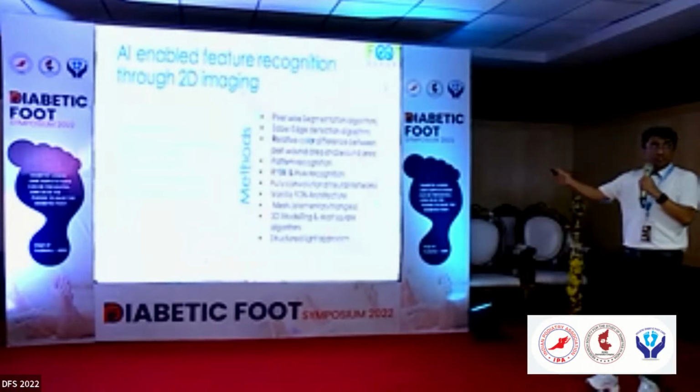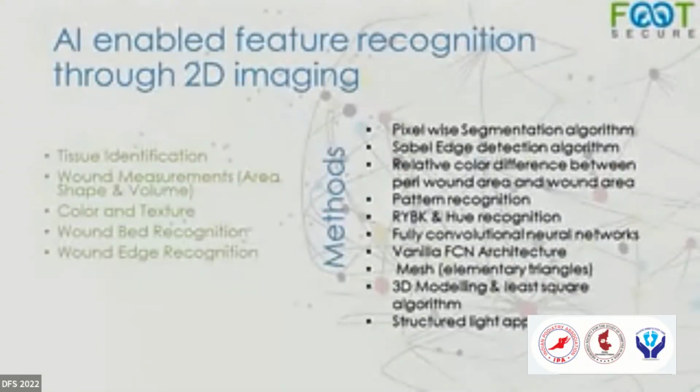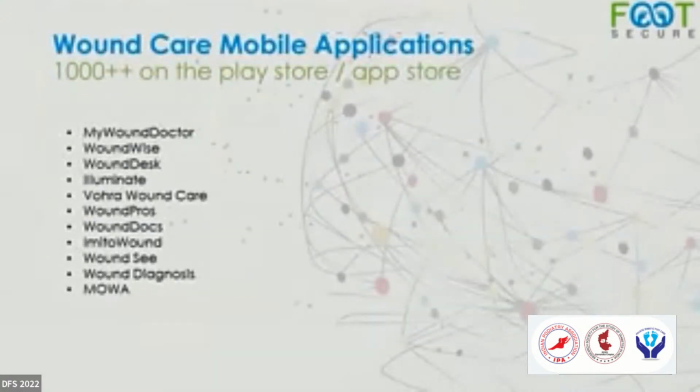The color and texture, the texture of the skin, the texture of the granulating tissue, is also something that can be identified by the AI. The wound bed recognition, whether it is a tendon, bone, ligament, soft tissue, it can recognize, and the wound edge recognition. If it's an undermining edge or if it is a sloping edge, is something that we can recognize.